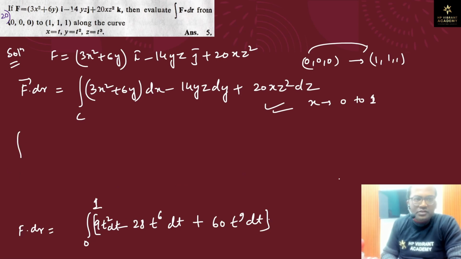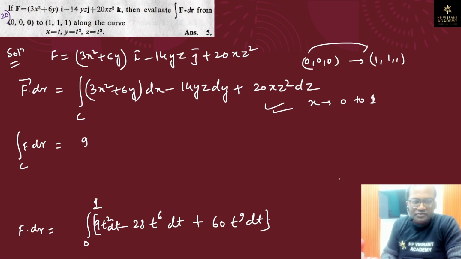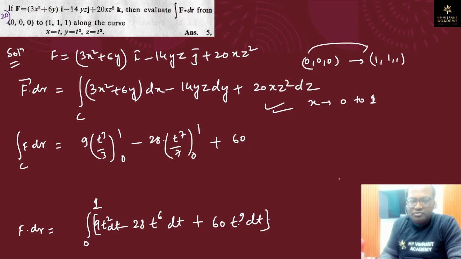Now the value of integral f dot dr along the curve C is equal to the integral from 0 to 1 of 9t square dt. Let us put the limits also. This is 9 times t square dt, so t cube by 3 from 0 to 1, minus 28 times t to the power 7 upon 7, limit 0 to 1, plus 60 times t to the power 10 upon 10, limit 0 to 1. Let us place the limits.